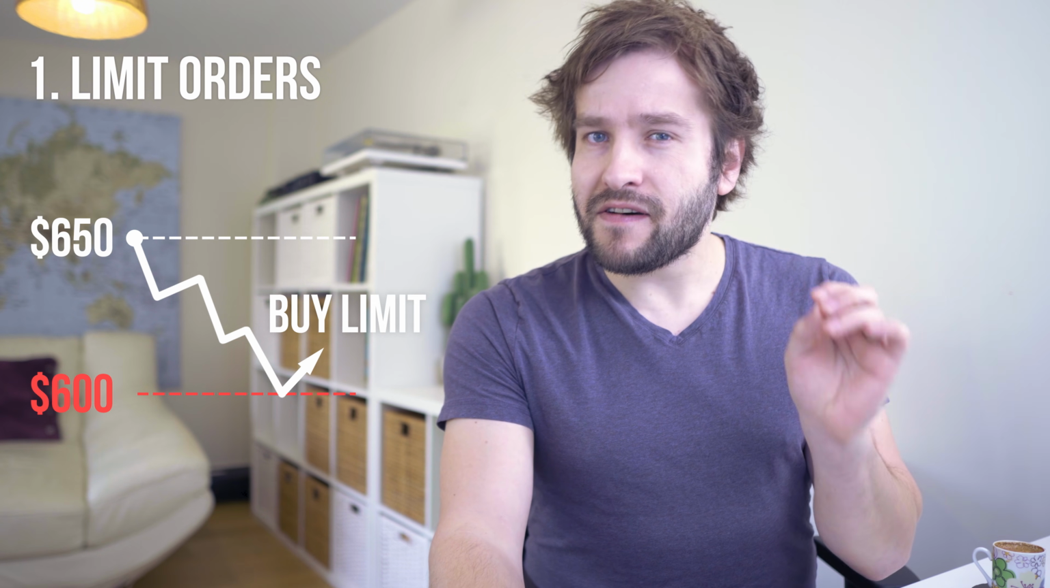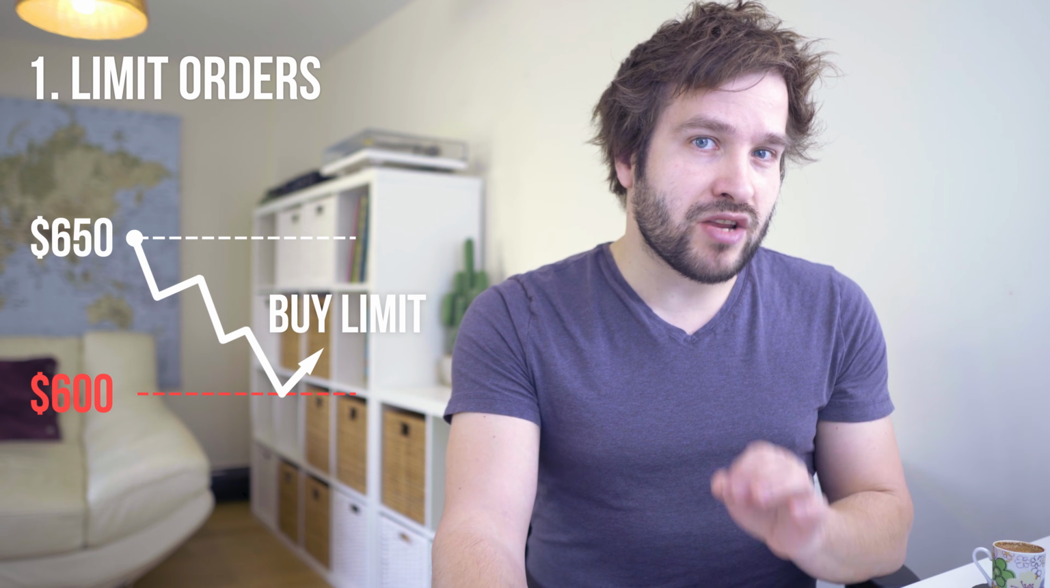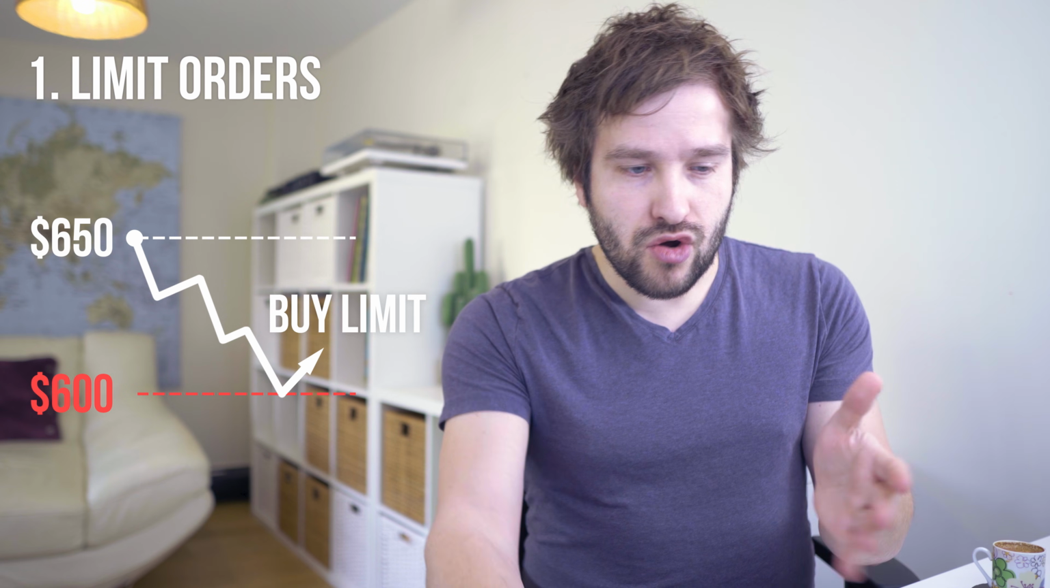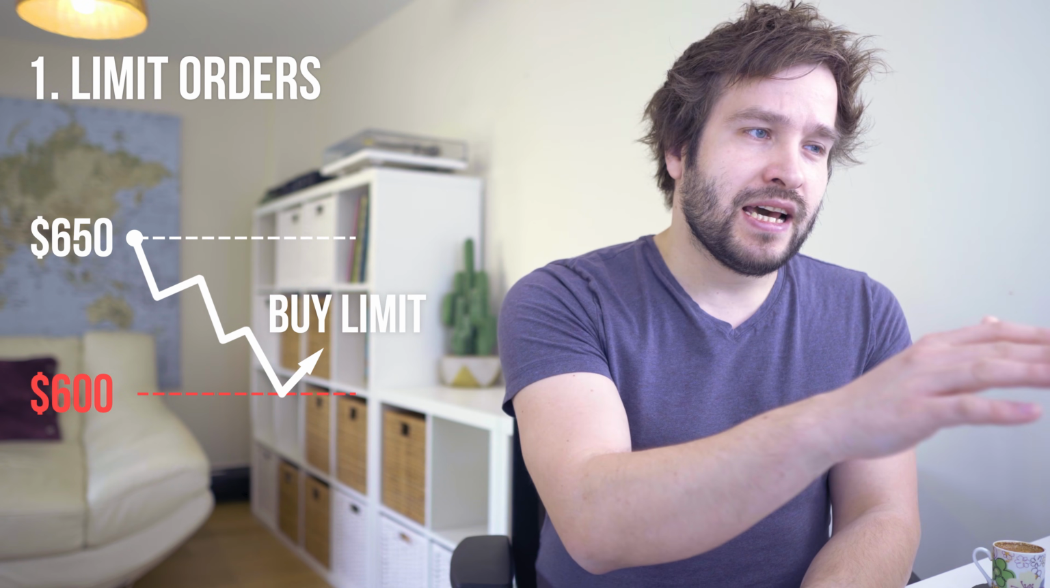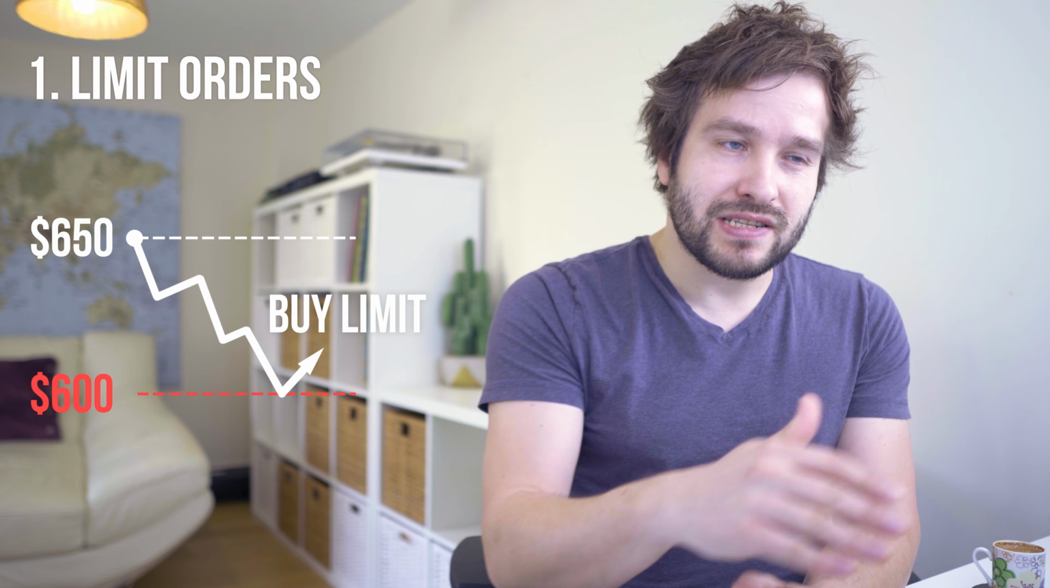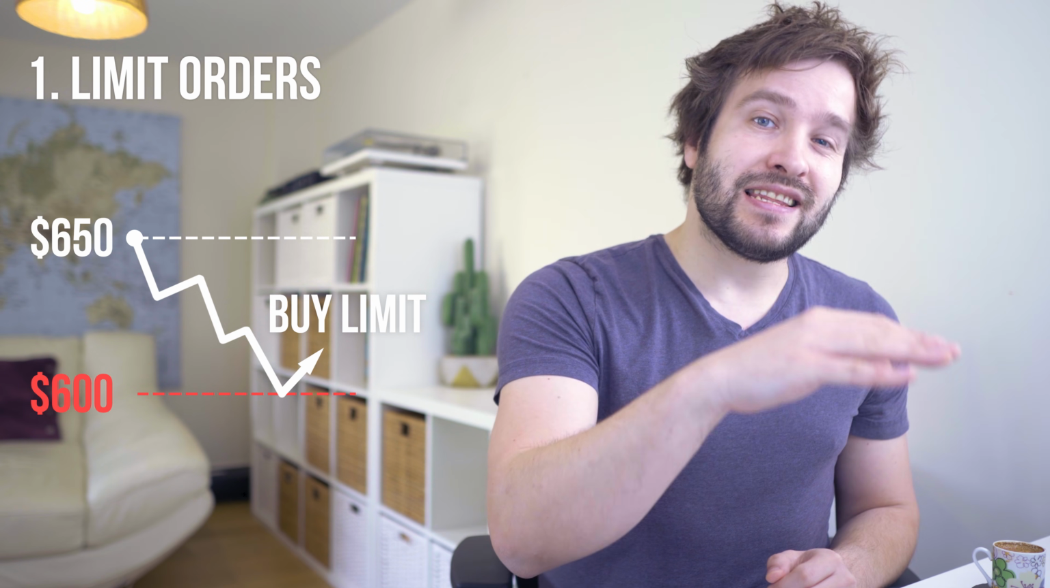If the price never falls to $600, then the trade will not execute. And just so you're clear, it doesn't necessarily execute at the exact price that you set. If the price drops a little bit below $600 by the time your order actually comes through and executes, it might buy at a slightly lower price.